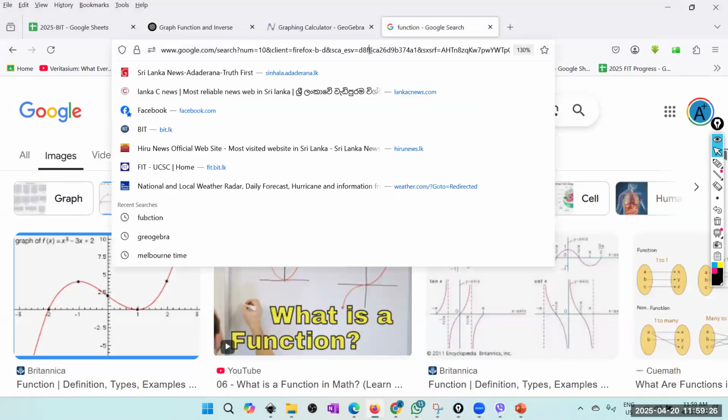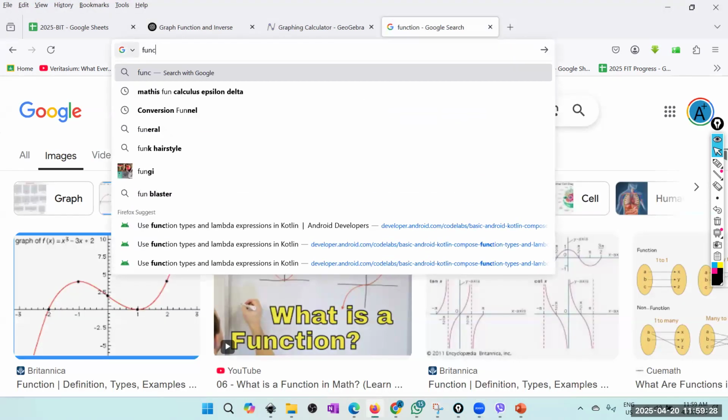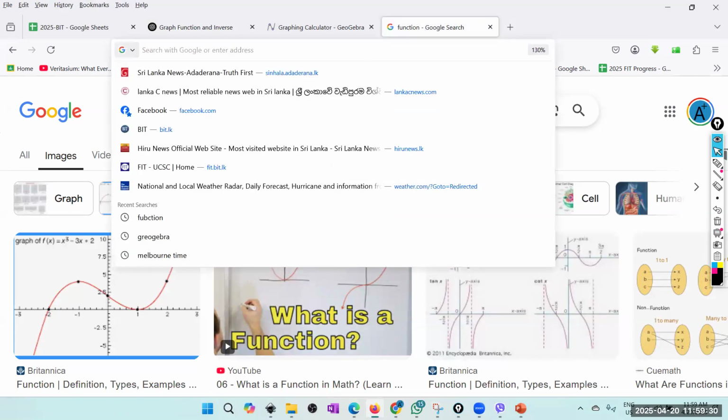Right, so let's see. Function or composite function.